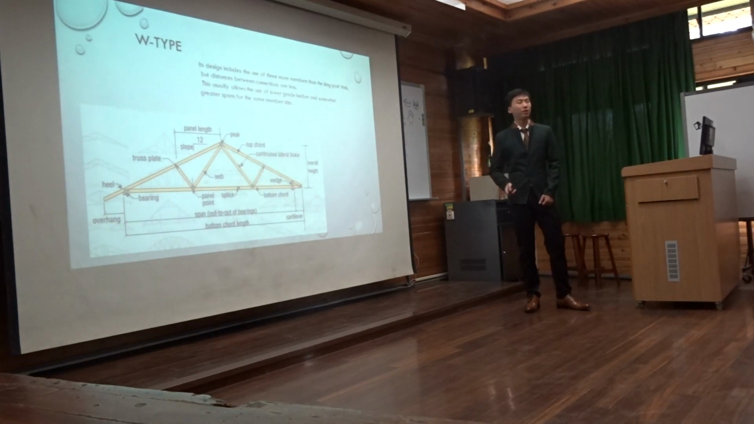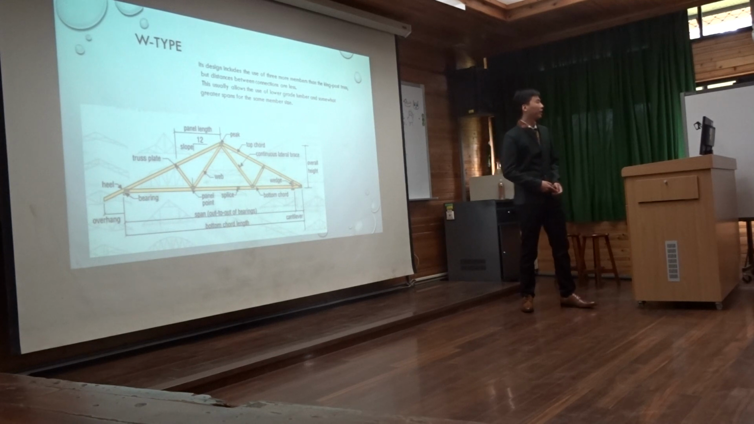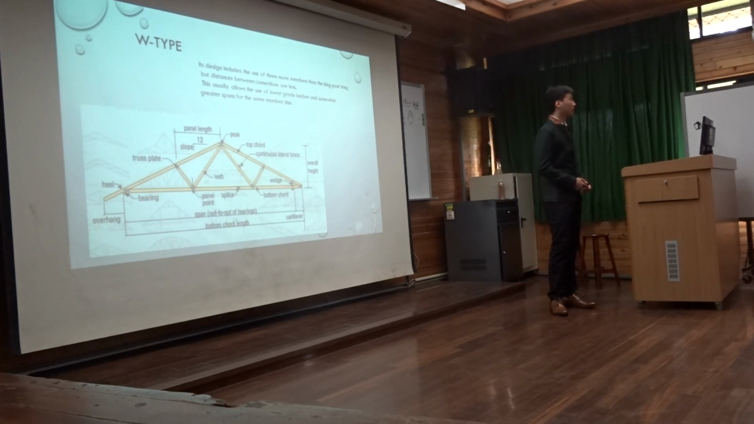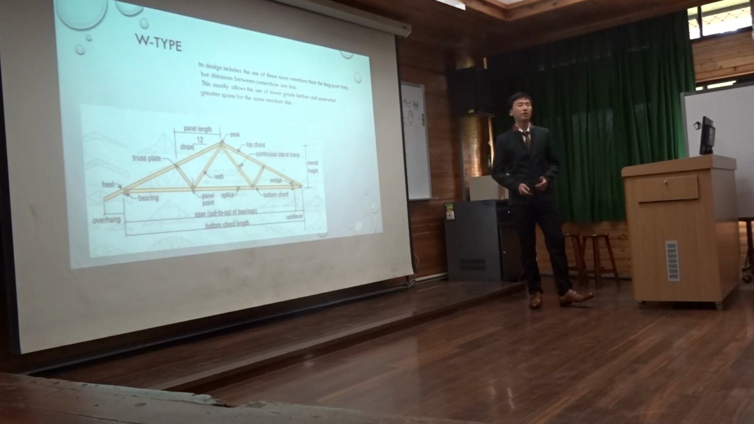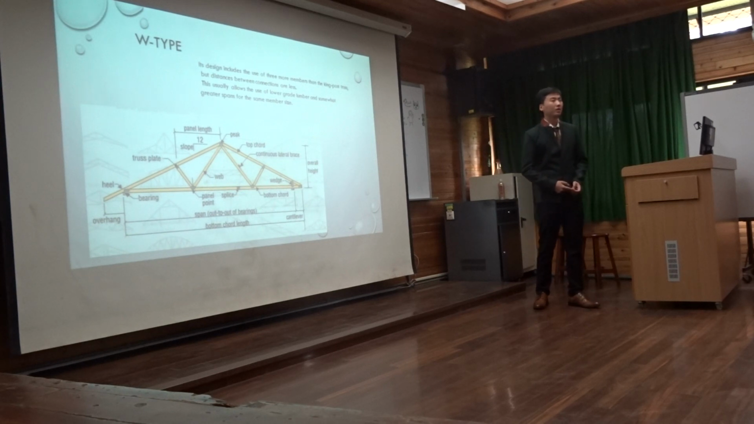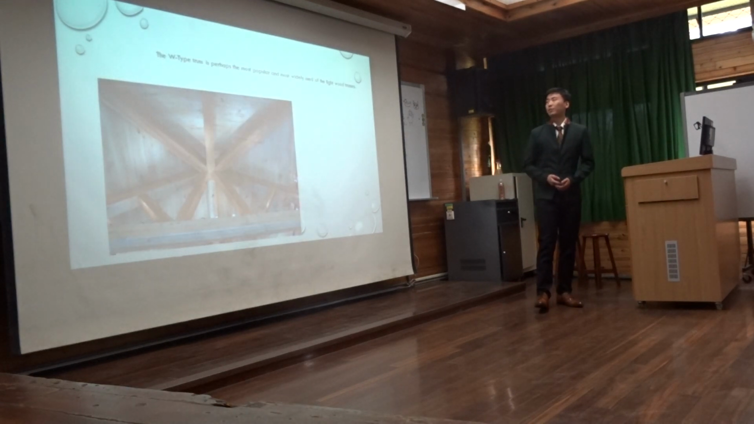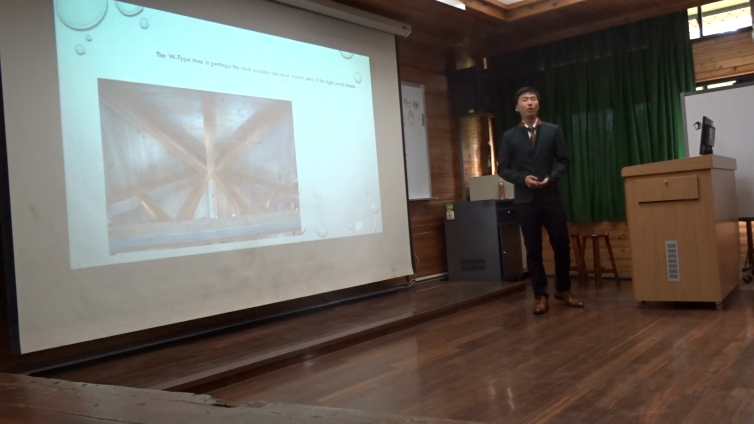This is the W-type truss. It also has top chords, bottom chords, and web members. Its design includes 3 more members than the King-post truss, but the distances between connections are less. This usually allows the use of lower grade lumber and somewhat greater spans for the same member size. The W-type truss is perhaps the most popular and most widely used of the light wood trusses.